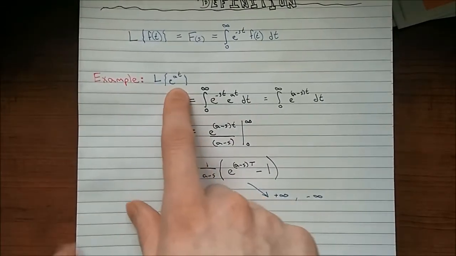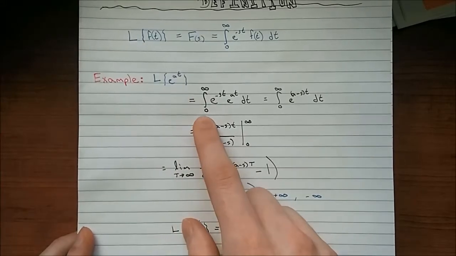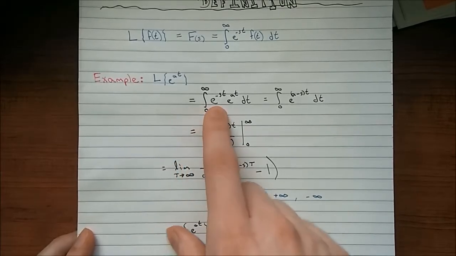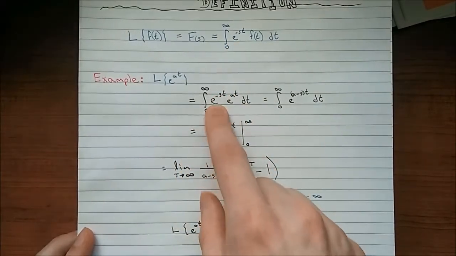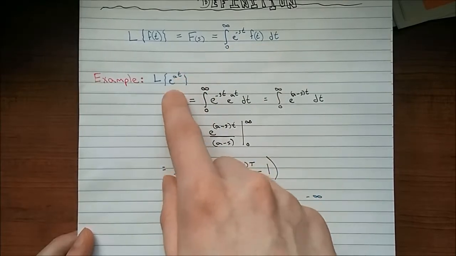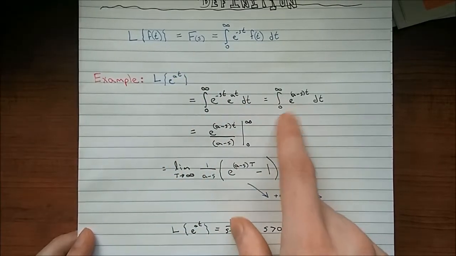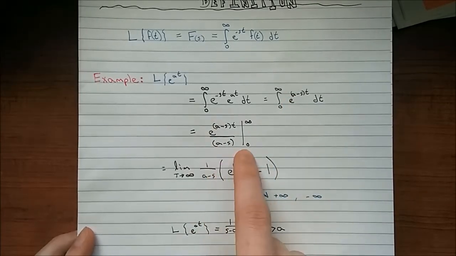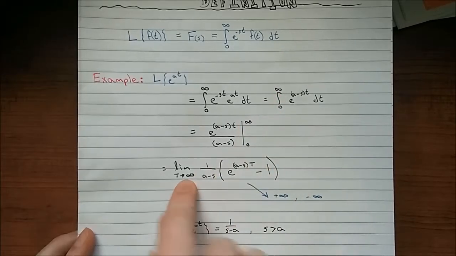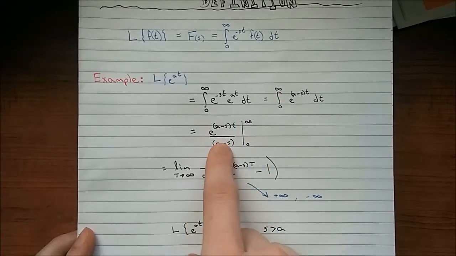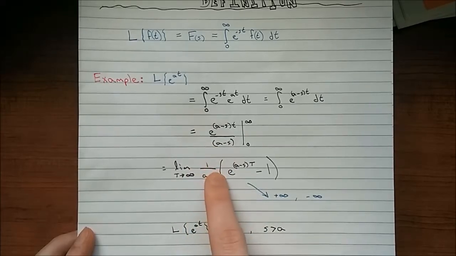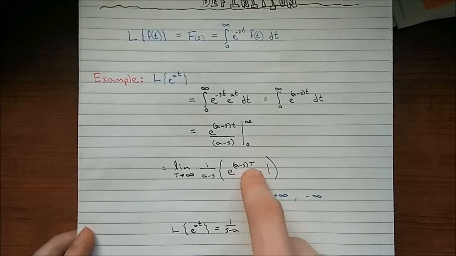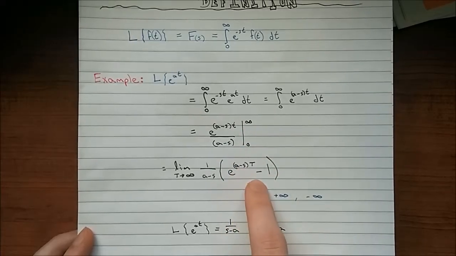We have the Laplace of e to the at. So we're going to take our integral here. Integral from 0 to infinity, e to the negative st, that's right from there, times e to the at, that's our f at t. So we can combine those, e to the a minus s times t, and we integrate. And of course you can't integrate to infinity, so you have to take a limit. We've just pulled out that 1 over a minus s, so we're left with e to the a minus s times capital T, that's our placeholder for infinity, minus 1.